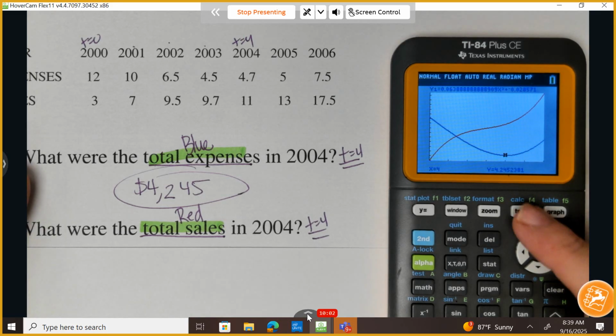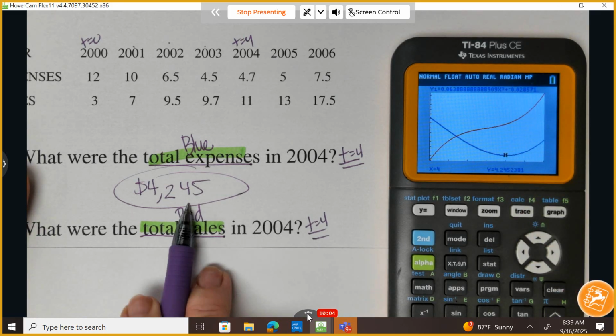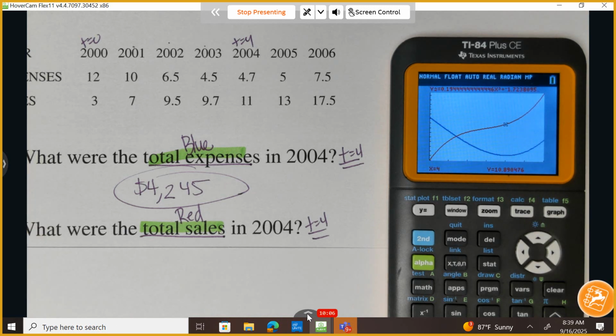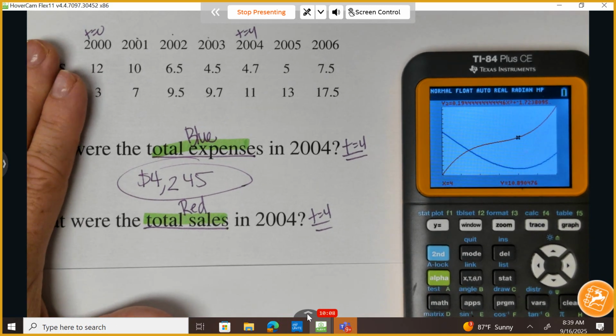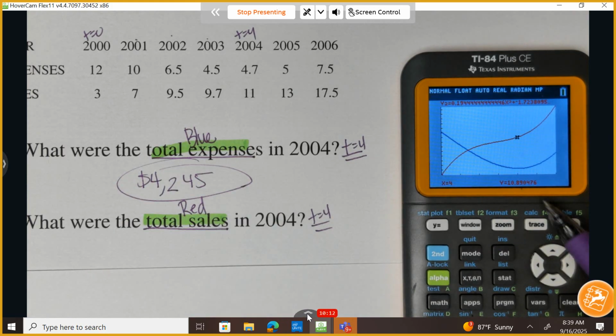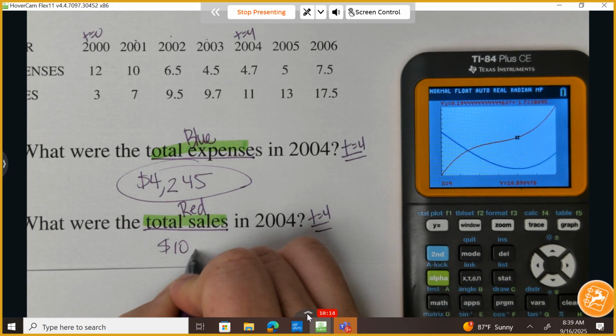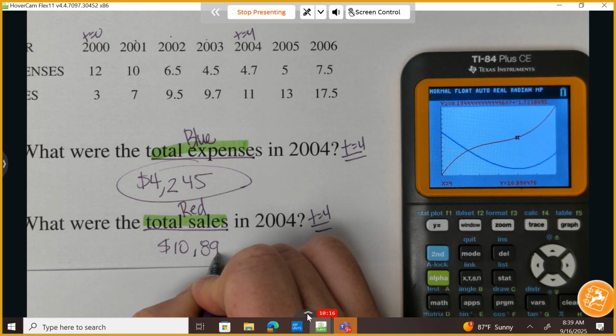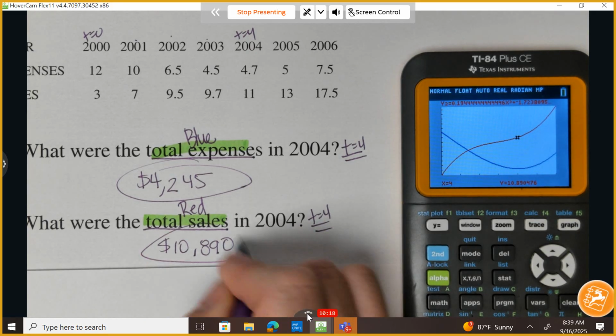Now let's look at sales. So how do I jump up to the red, which represents sales? Use the arrow, jump straight up. What was the sales in the year 2004? It would be $10,890.